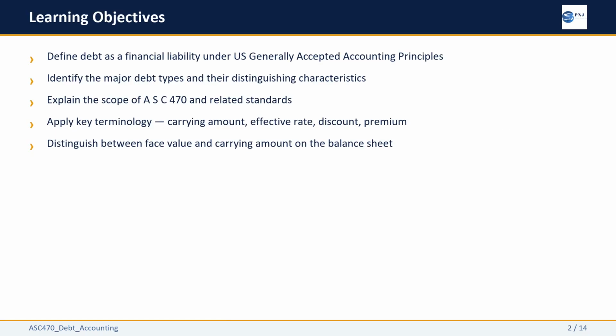By the end of this section, you will be able to define what debt is and why it exists on a balance sheet, identify the major debt types P&J Group is likely to encounter, explain which standards apply and when, and use the core terminology fluently. These definitions are not just vocabulary. They are the building blocks every later concept depends on. Getting them right here saves confusion down the road.